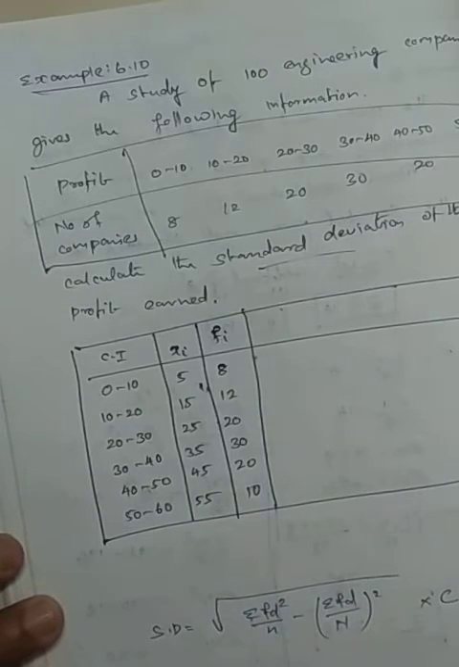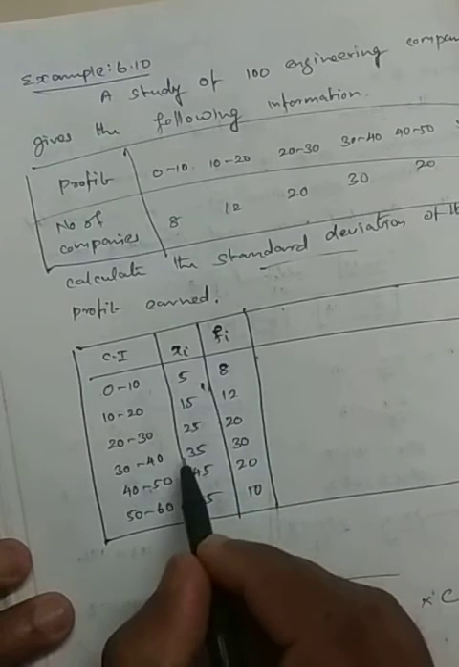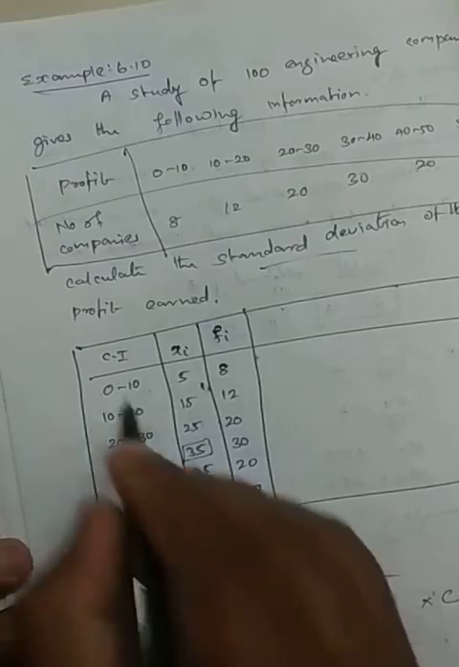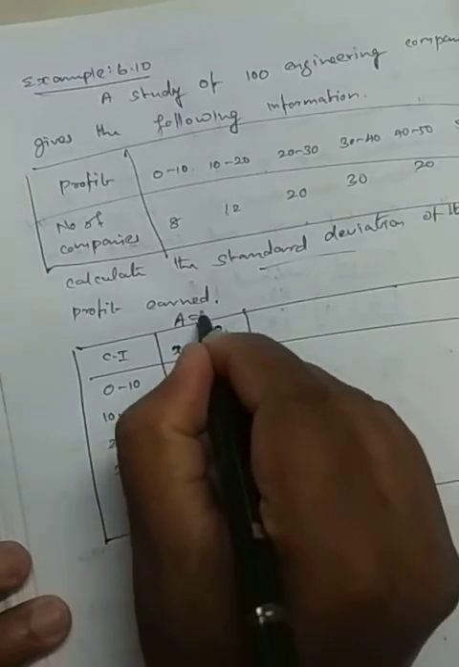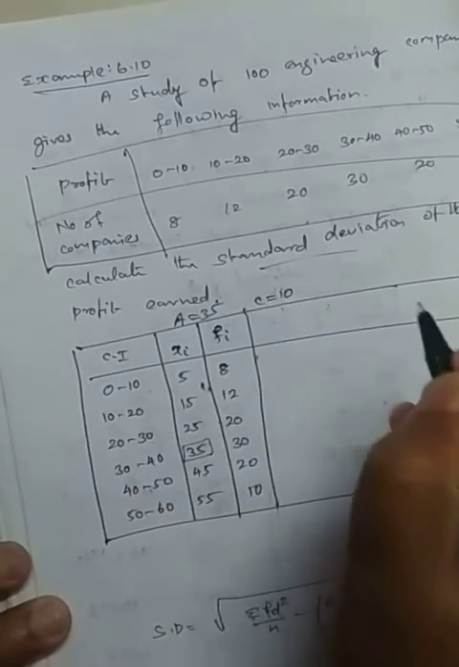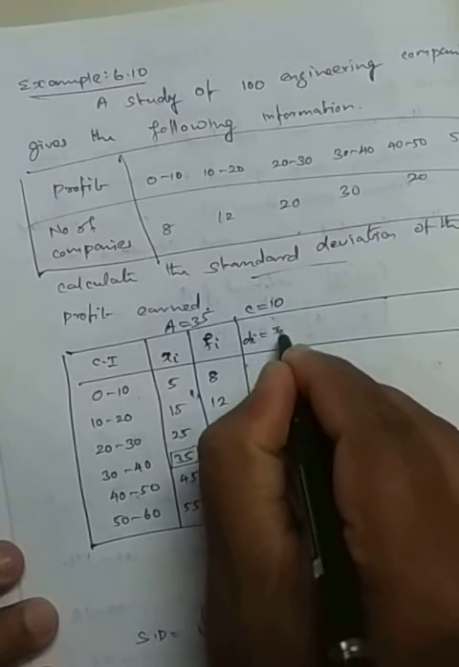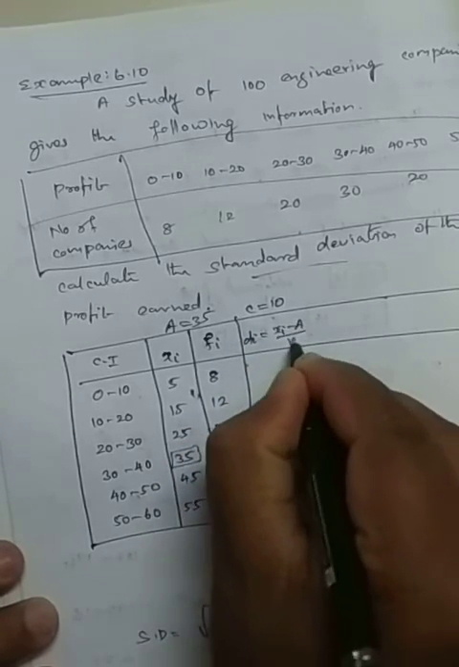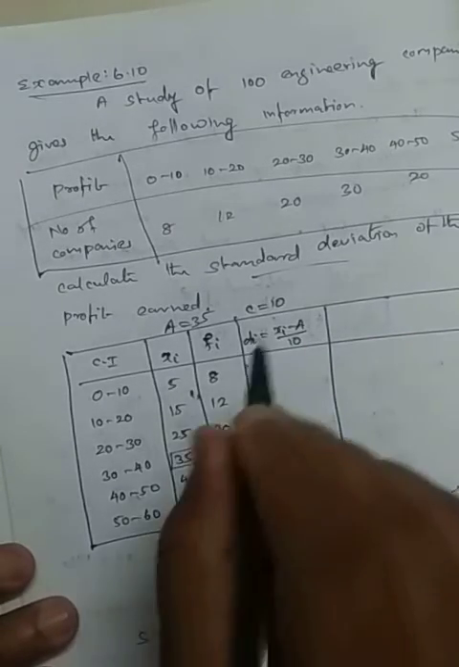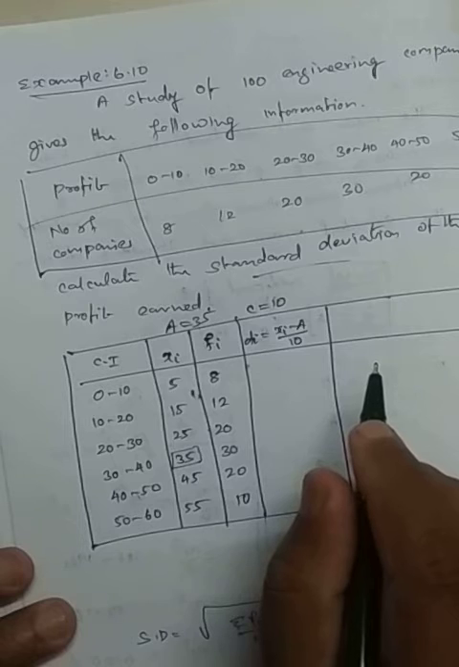So now we need to find, assume 2, 4, 6 is there. So I am taking this as a. The assumed mean I am taking is 35. And then the C value. What's the C difference? 10. So C is here 10. So di equal to xi minus a by 10 we need to do. Simultaneously I am doing, so be careful.